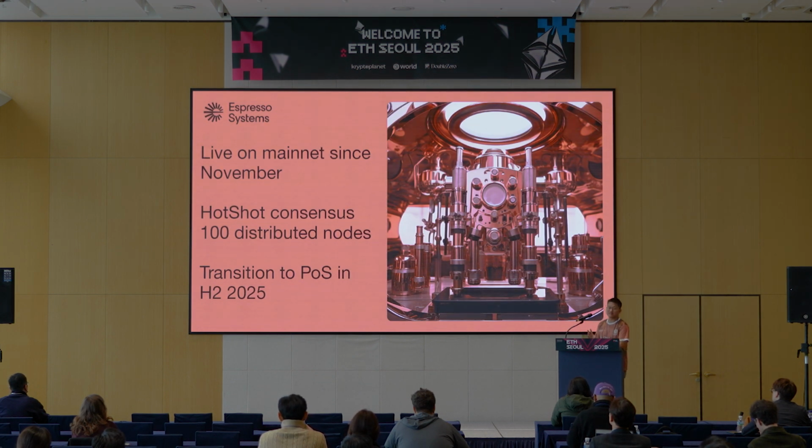Espresso currently is already live on mainnet. There are several chains that are already using Espresso for fast confirmations. However, it's a permissioned mainnet right now. It's run by around 100 distributed nodes, run by around 10 institutional and community validators. And we are planning to completely upgrade to a decentralized proof of stake later this year.